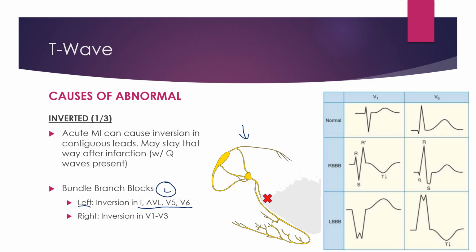Conversely, a right bundle branch block causes inversion in the right precordial leads, or chest leads. You have V1 through V6, and they all go on your chest. Imagine you're putting them on yourselves. Which three are furthest to the right? V1 through V3. So right-sided inversions in V1 through V3 are normal in that finding.